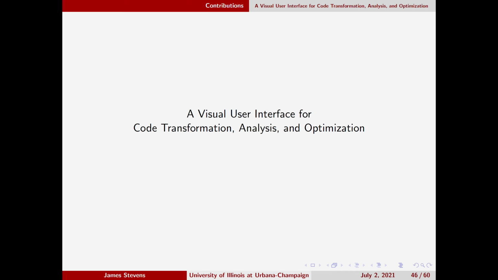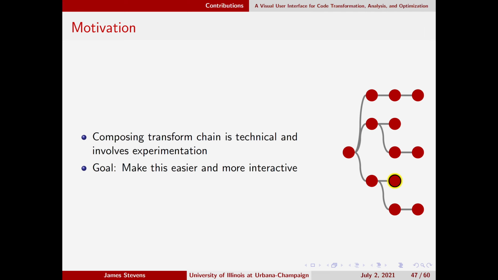Finally, I will discuss the third contribution, a visual user interface for code transformation, analysis, and optimization. As you can tell from the discussion so far, composing a program transformation chain is technical and can involve a lot of experimentation and trial and error to find the best program variant. We'd like to make that easier and more interactive.